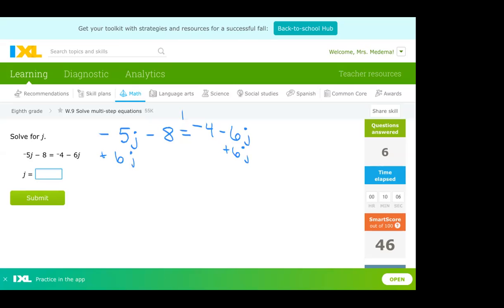So here's my fence. When I add 6 to a -5, I end up with 1j minus 8 equals negative 4. I'm going to do the opposite to the 8 by adding it. And I get 1j equals negative 4 plus 8 is a 4. I can divide the 1 away so that j is alone, and j equals 4.